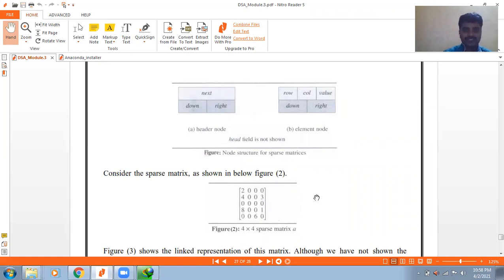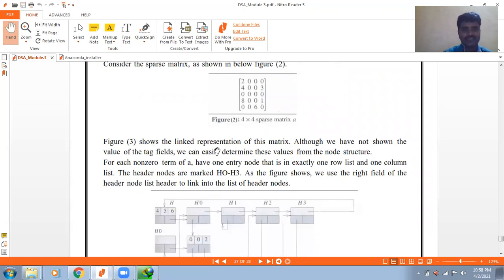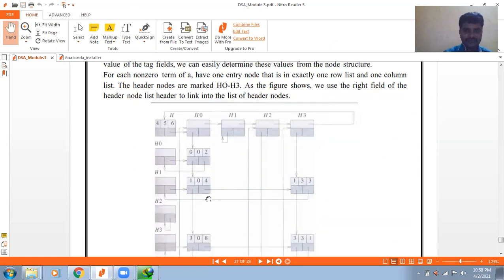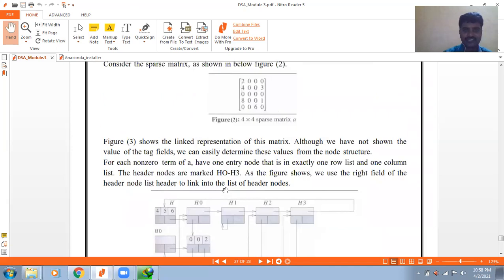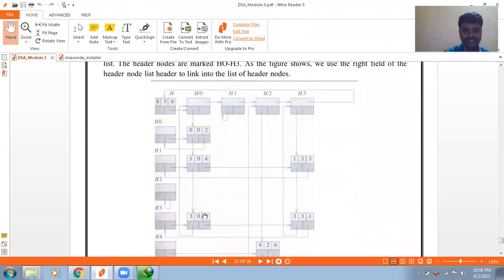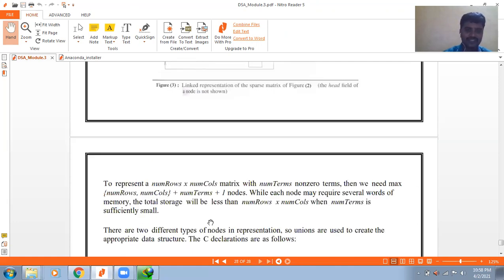Consider the following 4 by 4 sparse matrix. It shows the linked representation of the matrix. So here is the header, H1, H2, H3 and H4, the matrix format. Then we are considering here 2, 4, 8 like that. So this is the linked representation of this sparse matrix of the figure. The head field of a node is not shown.